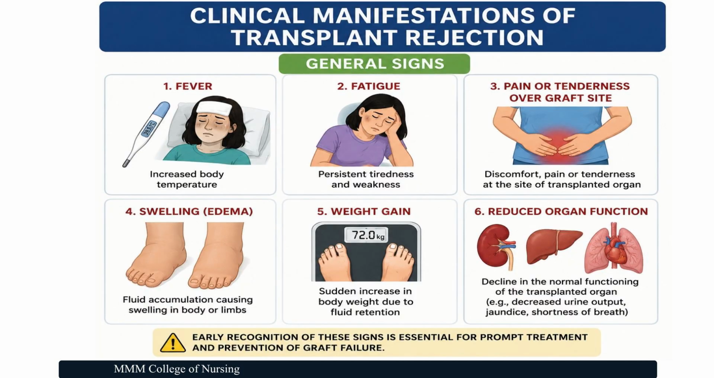Okay, next one is signs and symptoms. Across all types of rejection, nurses need to watch for certain warning signs: fever, pain or tenderness at the graft site, swelling, reduced urine output in kidney transplant, unexplained weight gain, and a general decline in organ function. Recognizing these early clinical clues is often what allows a medical team to intervene before permanent damage occurs.